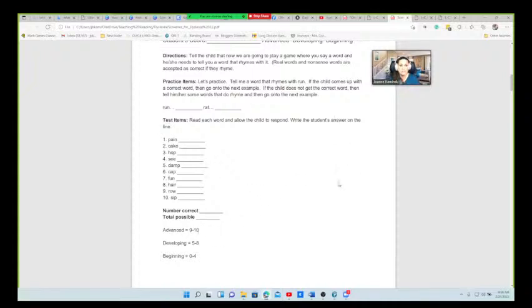On top of that, there's a feedback form that you can give to the parent if they decide that they do want to go and get tested for dyslexia, because this is just a screener. The skills that are listed on here are skills that kids that have dyslexia will struggle with the most.